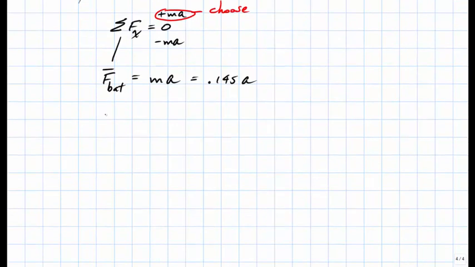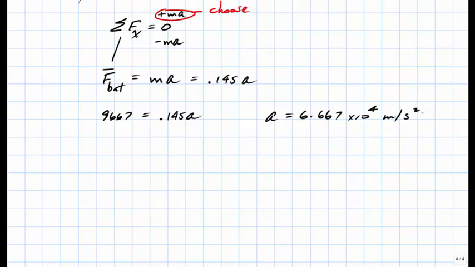Let's roll that into our equation. So we have 9,667 equaling 0.145 times the acceleration. If we divide both sides by 0.145, the acceleration equals a very, very large value, 6.667 times 10 to the fourth meters per second squared. That's 66,000 meters per second squared.